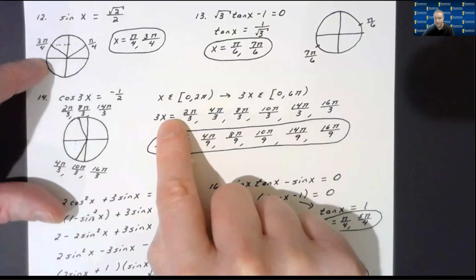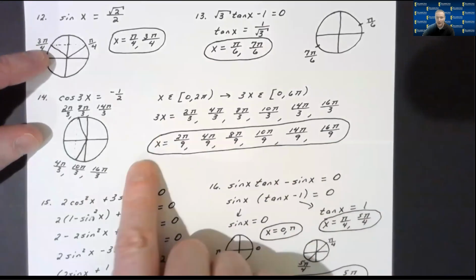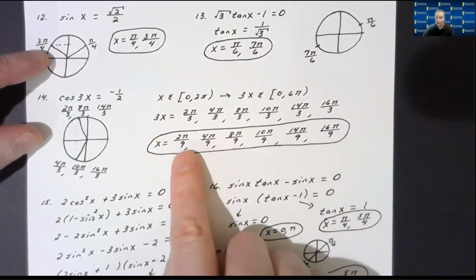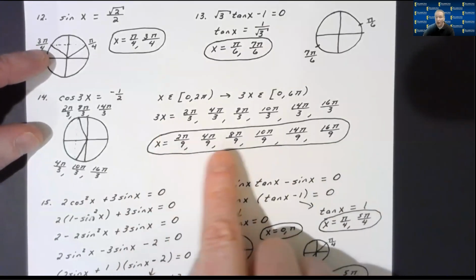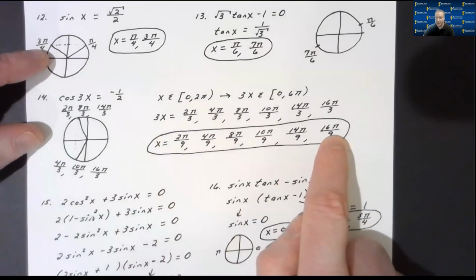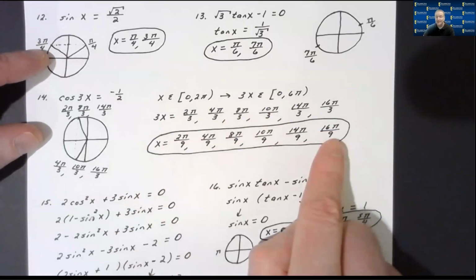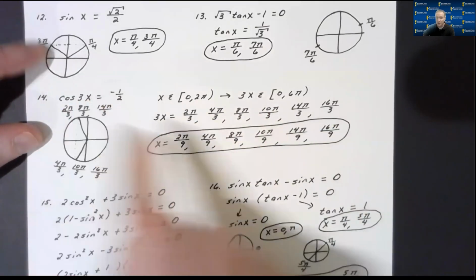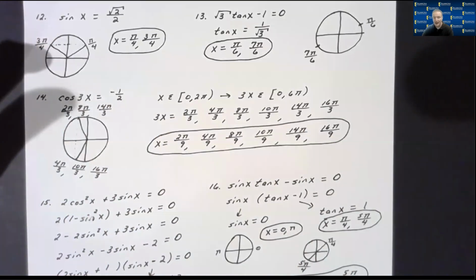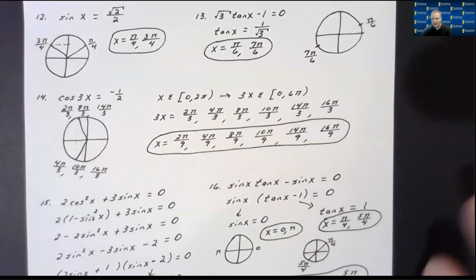Now, in order to solve for the angle x, we simply divide by 3 everywhere. And you see all of my angles for the final solution are angles that sit between 0 and 2 pi. 18 pi over 9 would be 2 pi. So all of these are between 0 and 2 pi, and they would all satisfy the criteria of the problem. Nice final answer.